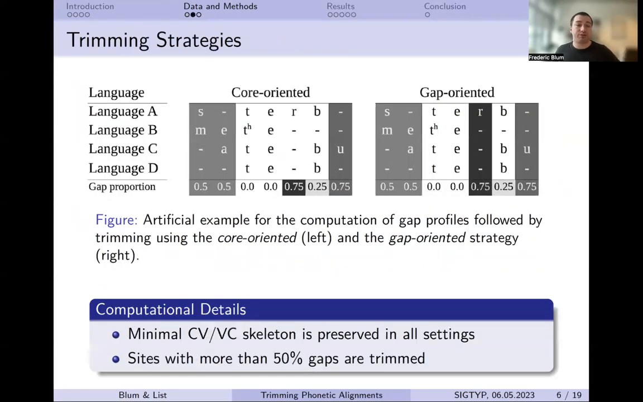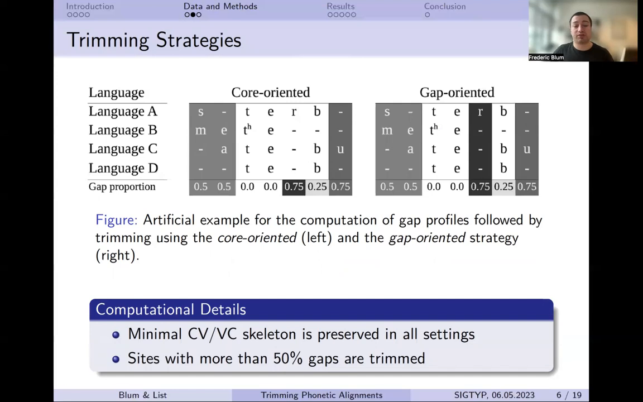We implement 2 different trimming strategies, one which we call the core-oriented setting and another gap-oriented setting. We've set a heuristic threshold of 50% for gaps. This means that we identify all alignment sites, that is columns in this case, where there are at least 50% gaps. Those are all candidates for trimming. However, there are 2 exceptions for this.